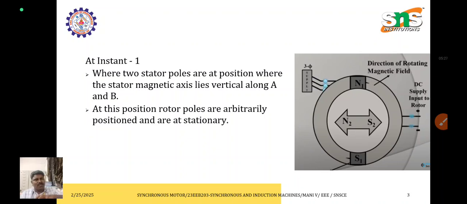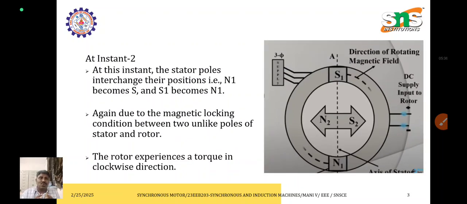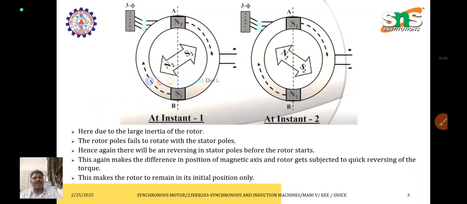If N2 is about to rotate anticlockwise, immediately S1 changes to N1. At this condition, the rotor is still in a stationary position. The rotor will not rotate. Once the rotor is rotated to near the synchronous speed, due to the magnetic locking the two poles will attract each other. The speed of the rotating magnetic field and of the rotor are both 1500 rpm. Once it is synchronized, it will rotate automatically.